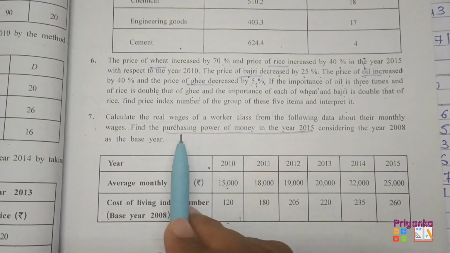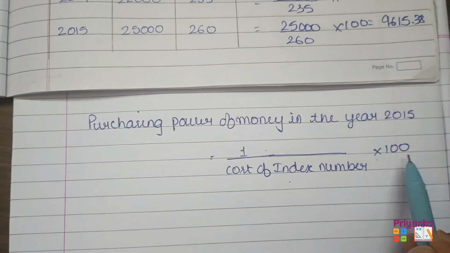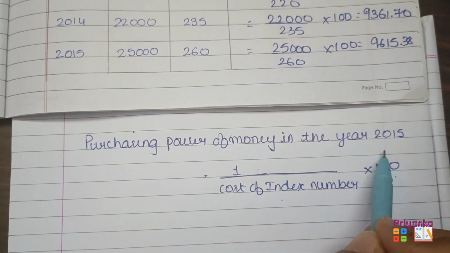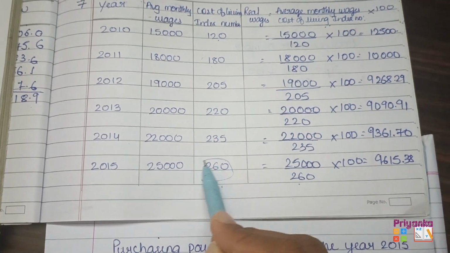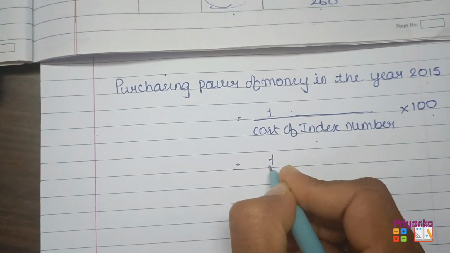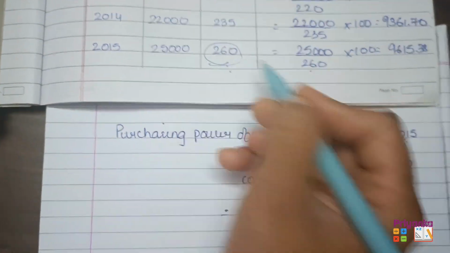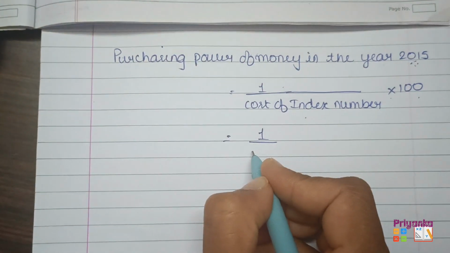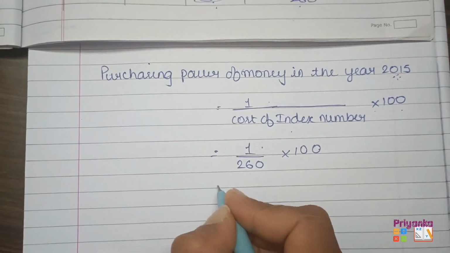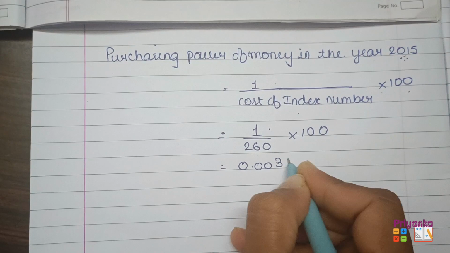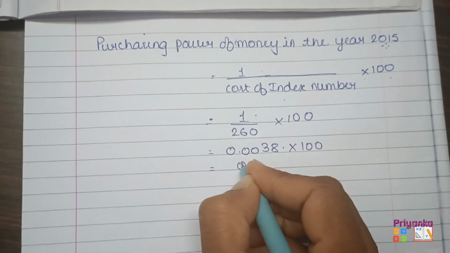After finding the real wage in question number 7, it's also asked to find the purchasing power of money in the year 2015. Now the formula of purchasing power of money is 1 divided by the cost of living index number multiplied by 100. Now the purchasing power of money in the year 2015. The cost of living index number for the year 2015 is 260. So for this, keep 1 as in the question. It specifically asks for the year 2015. So here the cost of living index number for the year 2015 is 260 and multiply by 100. 1 divided by 260, here we get 0.0038 and multiplied by 100, here we get the answer 0.38.